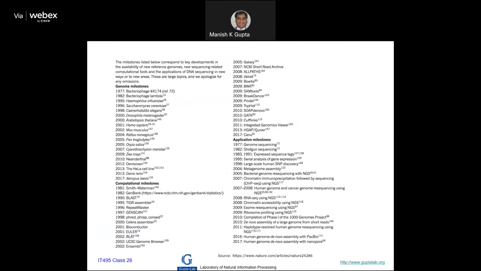C. elegans is a beautiful model organism that biologists study. So if you really want to understand biology, you look at C. elegans, the beautiful properties of this biologically. In 2000, Drosophila, and then in 2001, Homo sapiens. So actually the Homo sapiens, the human genome project, they gave a deadline of 2003, but actually they completed in 2001. Okay, so this is something important.